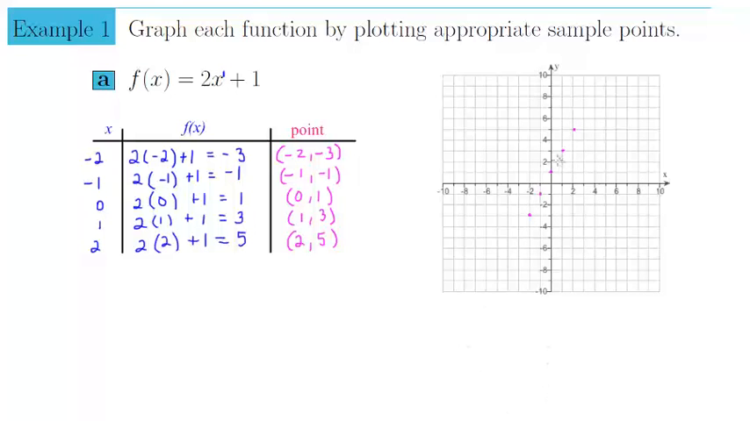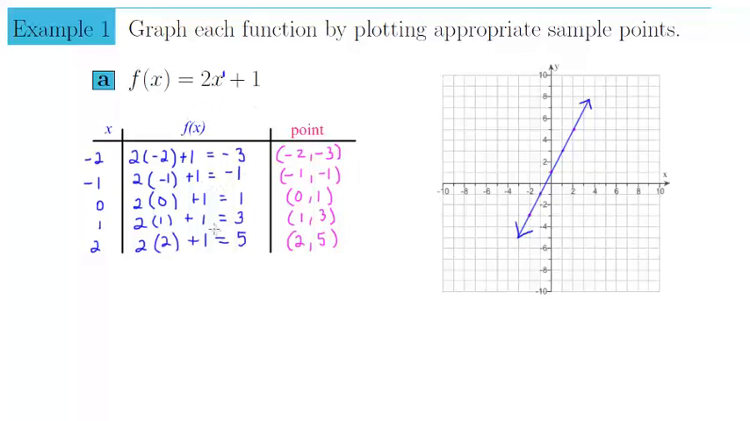Let me go ahead and connect the dots, because the entire function is not these 5 points. The entire function goes on forever. It's a line. So these 5 points are not the function. You need to connect the dots in order to get the final graph of the function. So there's the line that goes through my 5 sample points. Of course, remember, this goes on forever, so we put arrows on the ends to indicate that this function continues forever in both directions. So that's the graph of the function f of x equals 2x plus 1.